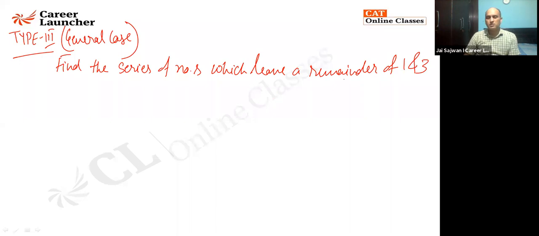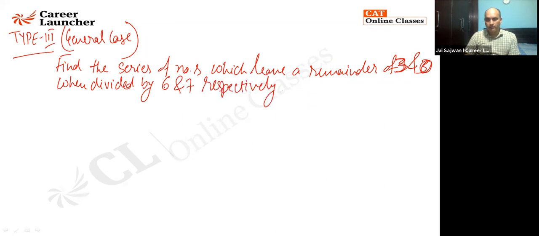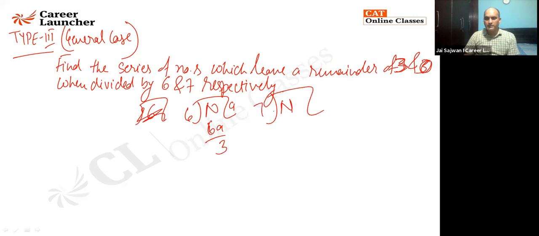No, just a second. Find the series of numbers which leave a remainder of 3 and 0 when divided by 6 and 7 respectively. Fine. So when you divide by 6, the remainder comes out to be 3, and when the number is divided by 7, the remainder comes out to be 0. That's why it is a general case. It is applicable everywhere. No common remainder, no common difference.